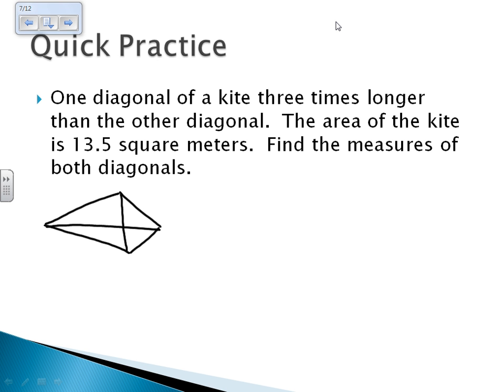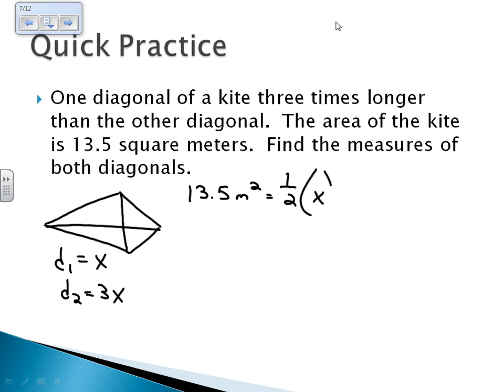So if one's 3 times longer than the other, what's... So D1 will be the short one, we'll call it X. What would D2 be? 3X. Next step? Next step? So 13.5 square meters. 1/2 X times 3X. Because remember it's D1 times D2. So we plugged them in. How should I solve this?